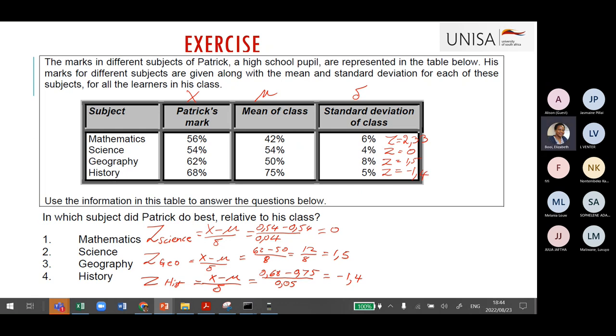So in order to answer this question, in which subject did Patrick do best relative to his class? The answer would be, drum roll, which one? Maths. It will be maths because he performed much better than the rest of the class, because his score was two standard deviations away from the rest of the class. And that's how you answer the question. The challenge with multiple choice questions is that sometimes you have to work three or four times as much before you get to the answer. Here is one of those cases. You spend more than 5 minutes to answer this question.